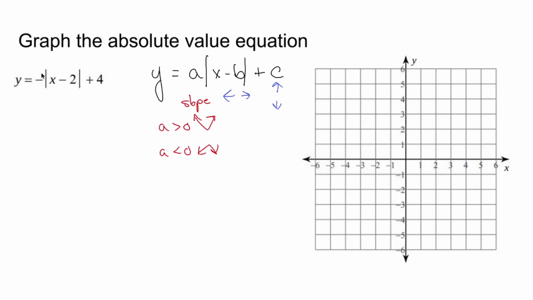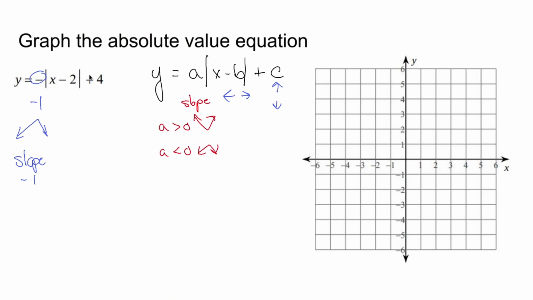So let's see what I have over here. I have a negative living outside. That's a negative 1. So that tells me that this is going to open up downward, where my slopes are going to follow a negative 1 pattern or a regular 1 pattern, depending on which way you're going.